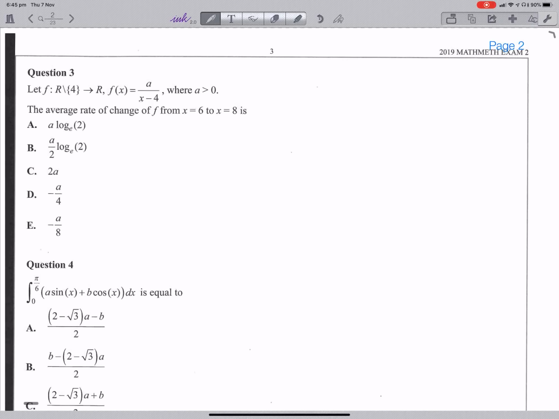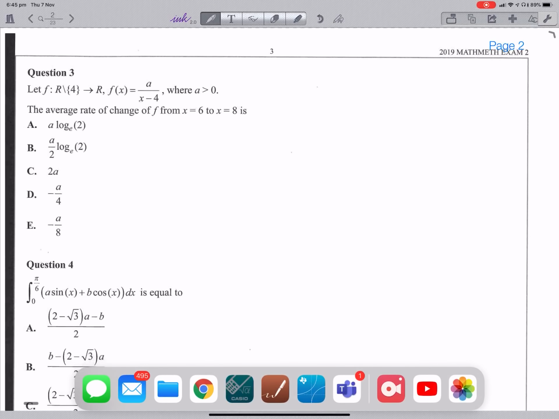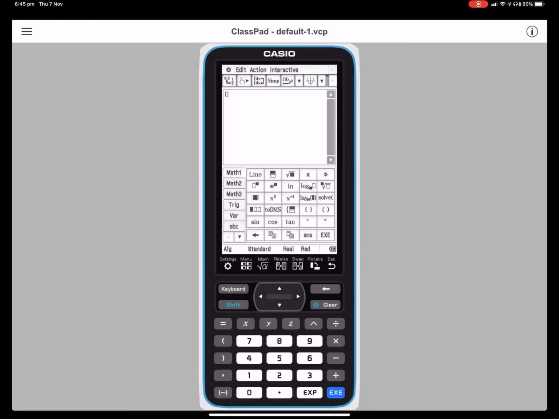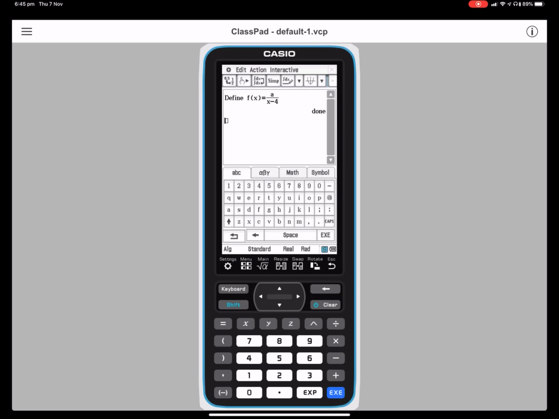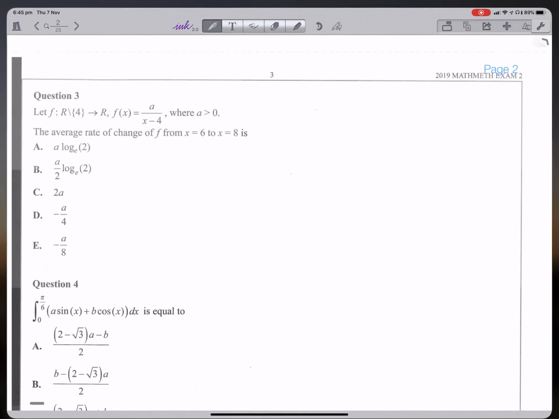Average rate of change from 6 to 8: a on x minus 4, from 6 to 8. Define f of x, f of 8 minus f of 6. I might be a little bit high from the paint fumes still. -a on 8, was it an answer?